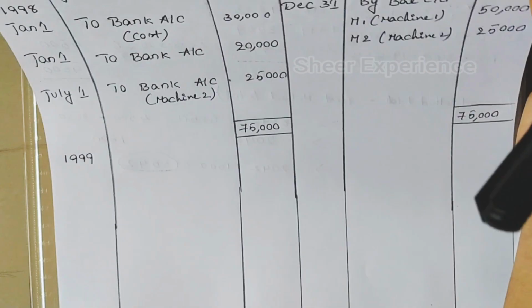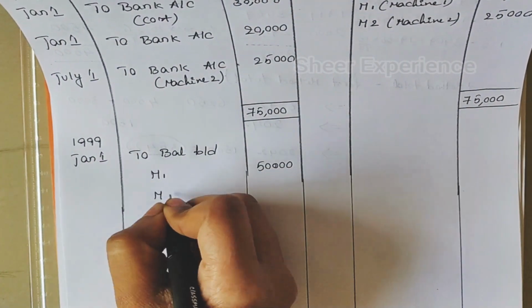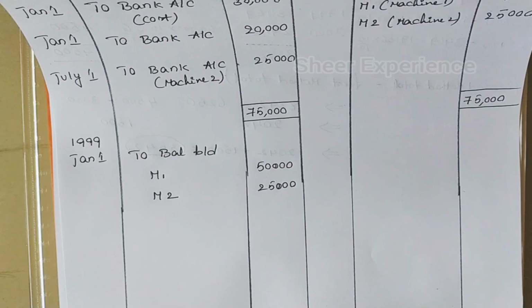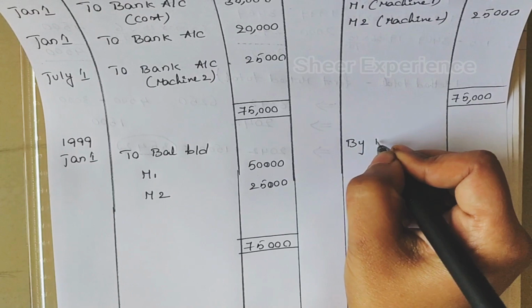We will bring down the same balances to the beginning of the next year. In the second year, we did not purchase or sell any machines. So we will do the balancing the same way as we did for the first year.